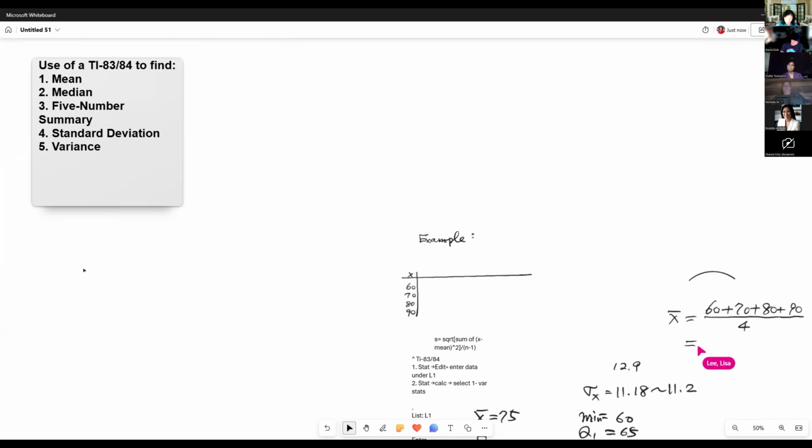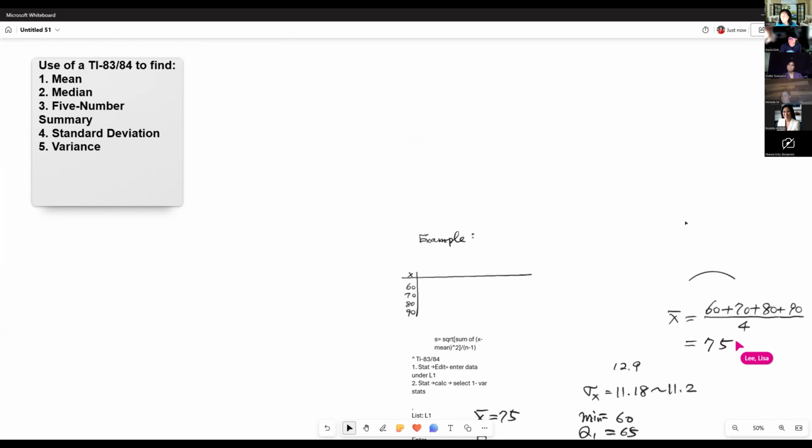Maybe it's your calculator operation. 60 plus 70, you can do it again, plus 80, plus 90, you can do it by hand. Divide by 4. You should get 75. I'll show you the work here. 60 plus 70 plus 80 plus 90 is 300, right? And 300 divided by 4 is 75. So the calculator is correct. The graphing calculator gives the x bar as 75.